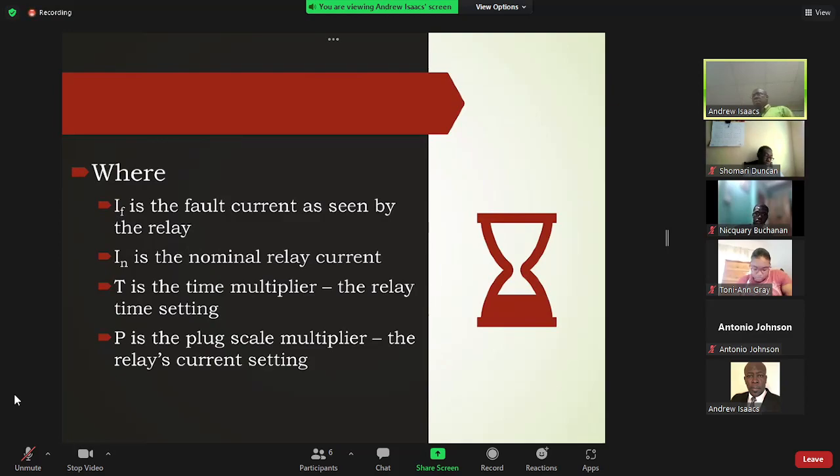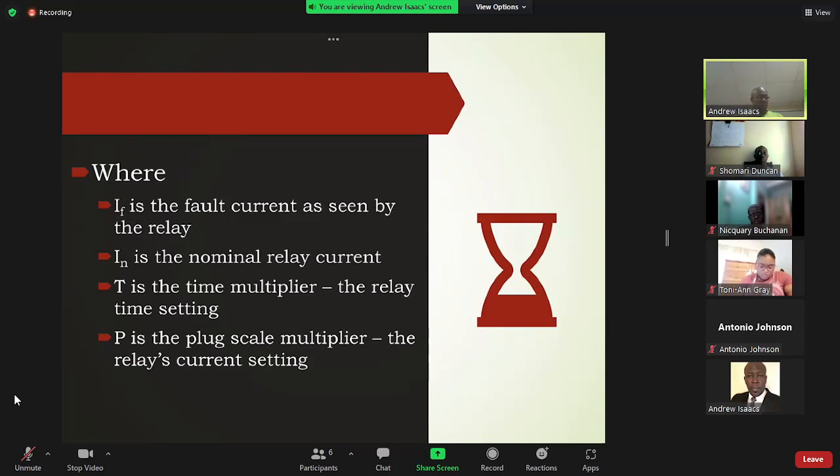So IN there would be the nominal relay current, the relay operating current, big T, time multiplier, and P is the plug scale multiplier, or the relay's setting current. In fairness, PIN would really give it a plug setting. So it'll be IF over IN. So that would really give it a multiplier.